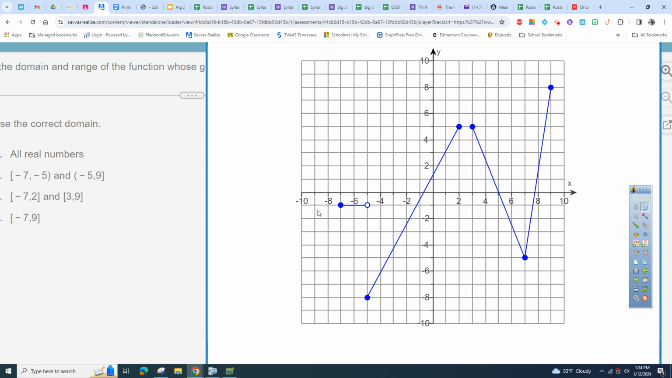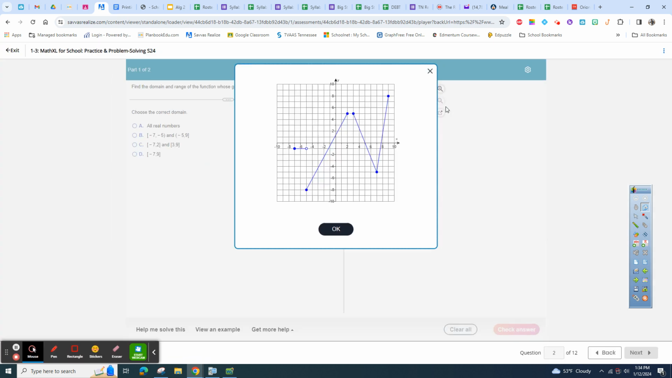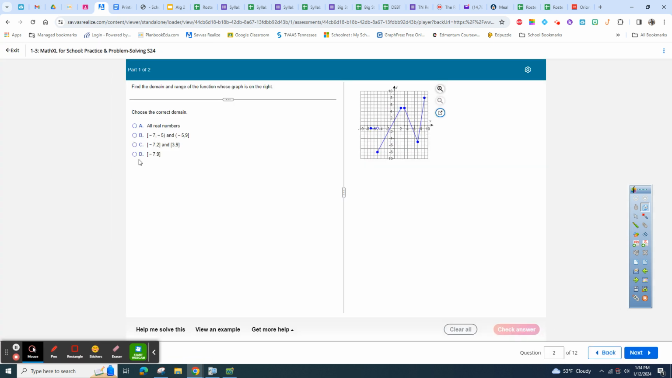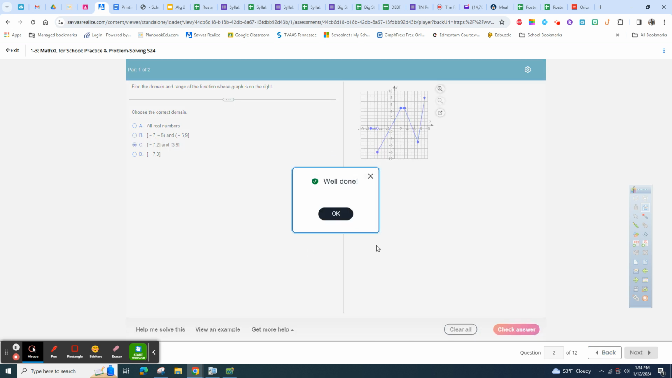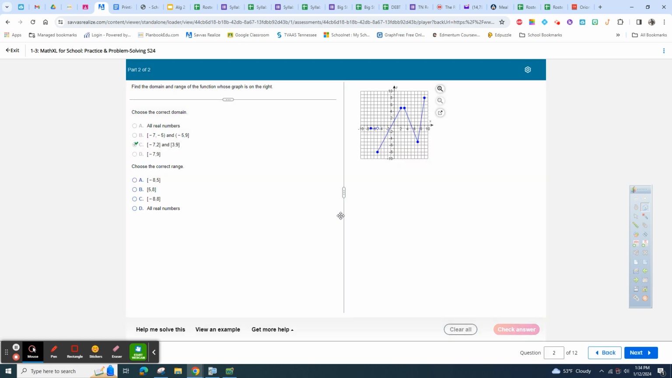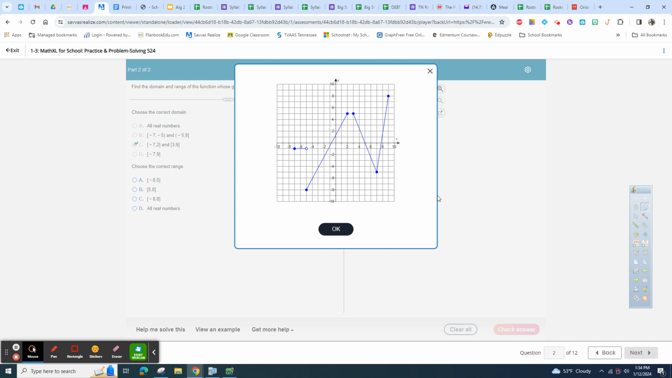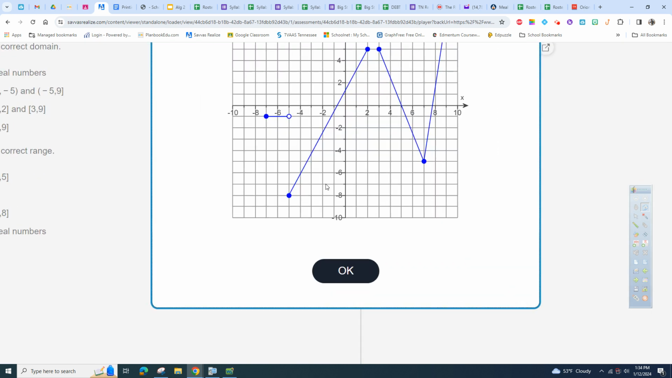I'm going to go click it and see how this runs. Check that. And it should say excellent or good job. There we go. That's always nice. All right. Now it's the range. So I'm going to come back over here. So we're going to look from the lowest to the highest.